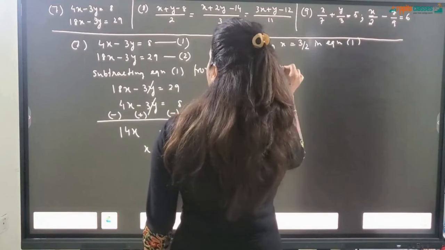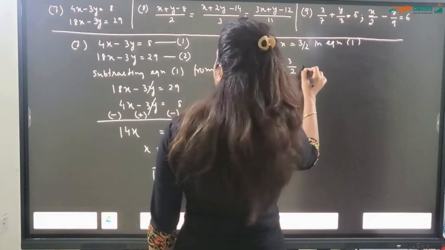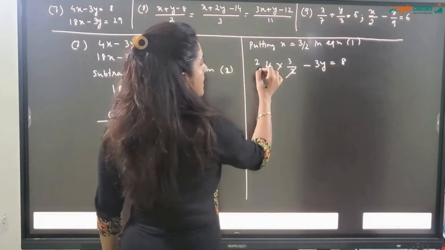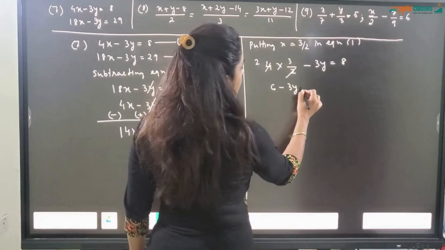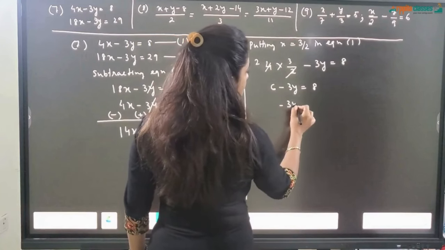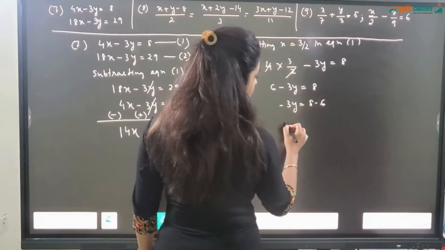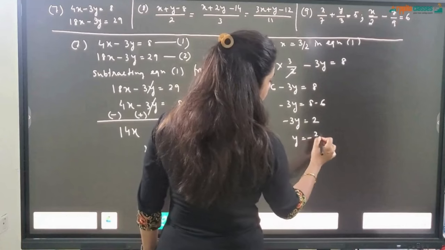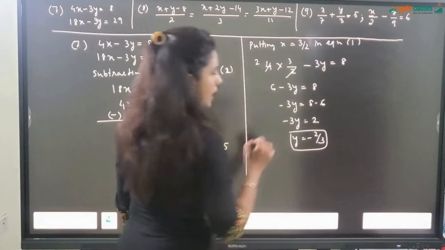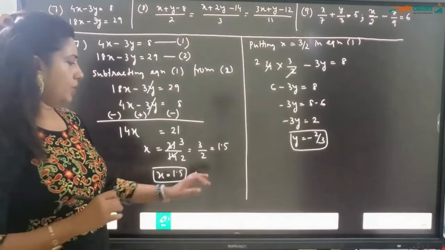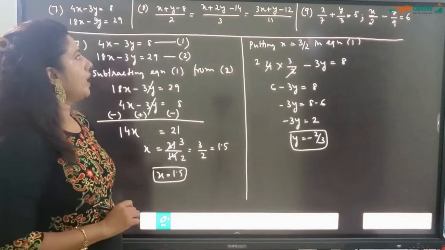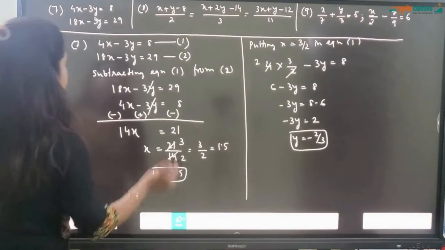So 4 into 3 by 2 minus 3y is equal to 8. This will get cancelled. 6 minus 3y is 8. Minus 3y is 8 minus 6. So minus 3y is 2, or y is equal to minus 2 by 3. So the answer we are getting is that x is equal to 3 by 2 and y is equal to minus 2 by 3. Okay, let's go for the next question.